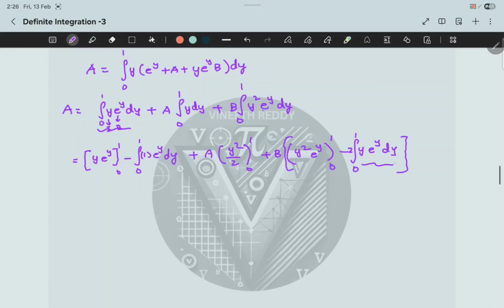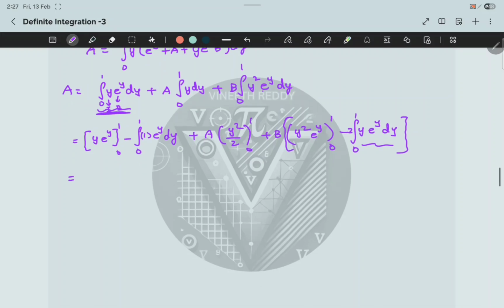Now I think this is once again repeating. If we find the value of this, we can directly replace that here. So this is nothing but 1 into e power 1, that is e, minus 0, minus, I think this is again e power 1 minus integral of e power y is again e power y, e power 1 minus 1. So this should be e minus 1. I hope you understood this, yes students. Next, that means the value of integral y e power y is nothing but e minus e plus 1. So it is simply 1, right?